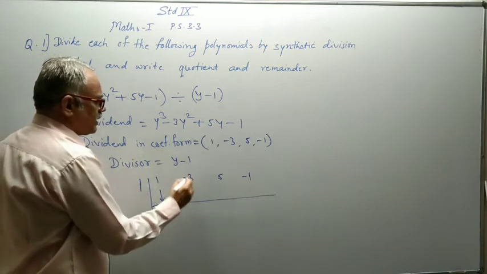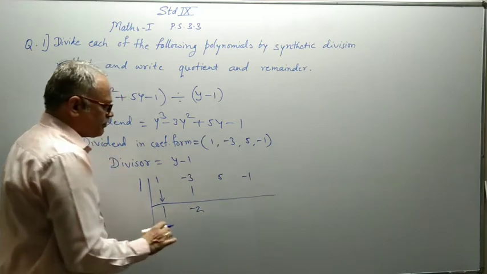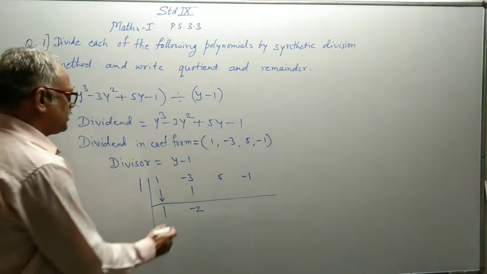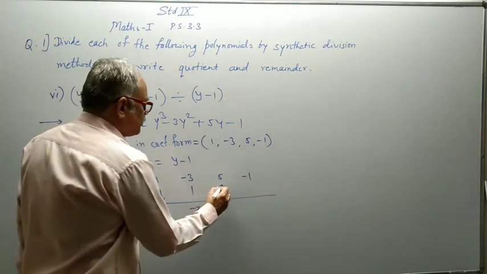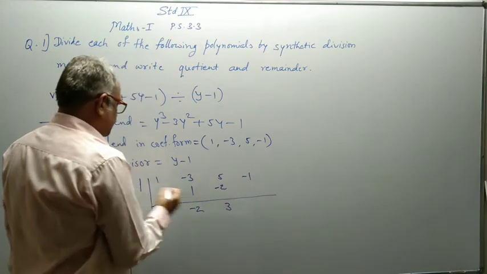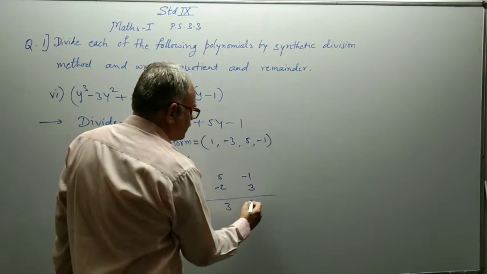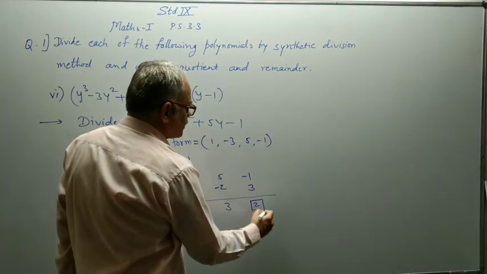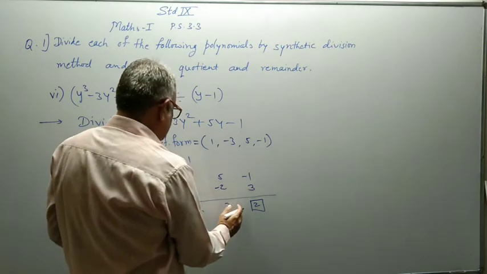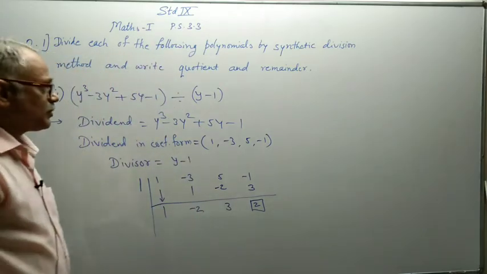1 times 1 is 1. Addition. Addition means as per plus and minus, without changing the sign. Minus 2 into 1, minus 2. Addition. 3 into 1, 3. Minus 1 and 3 addition, 2. This last term is the remainder. This is the coefficient form of the quotient.